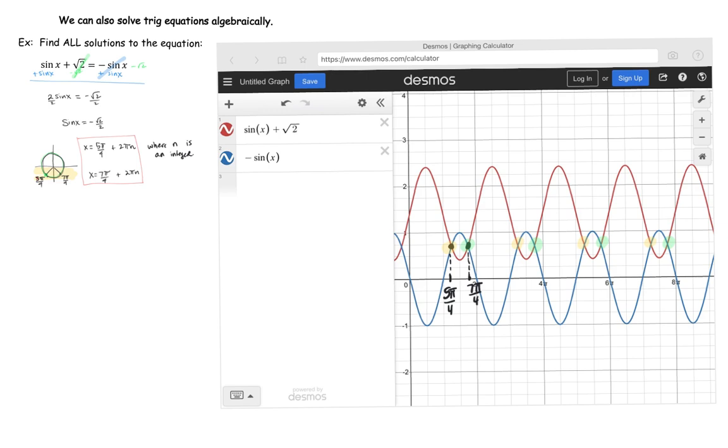So just be on the lookout if you're being asked to find all solutions and you're not being limited by some interval, like for example 0 to 2 pi, then just make sure that you're showing them all, and the way that we do that is by adding multiples of the period.